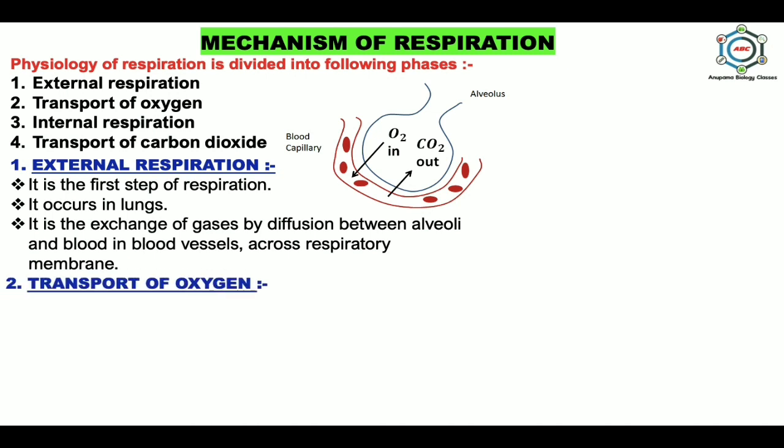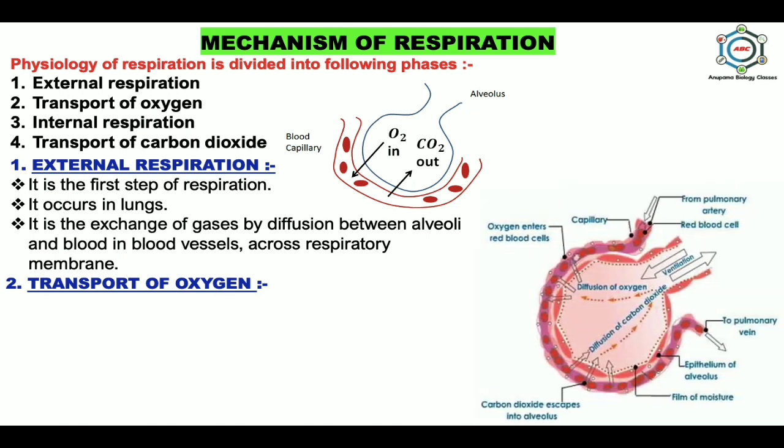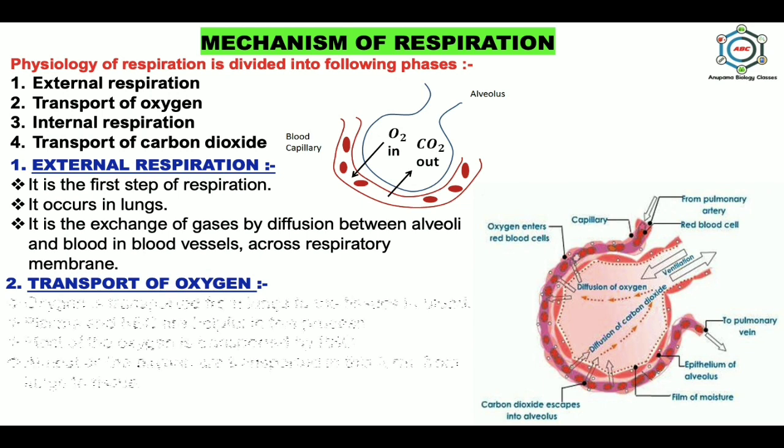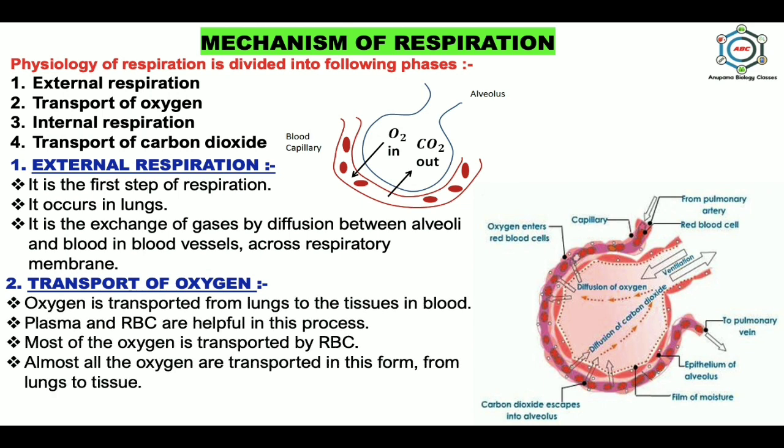Next is transport of oxygen. This is the figure of the transport of oxygen. You can see here, the oxygen is transported from the lungs to the tissues in blood. Plasma and RBC are helpful in this process. Most of the oxygen is transported by RBC. About 97% of oxygen is transported by RBC, because water present in plasma has poor solubility for oxygen. So it carries only 3% of total oxygen.